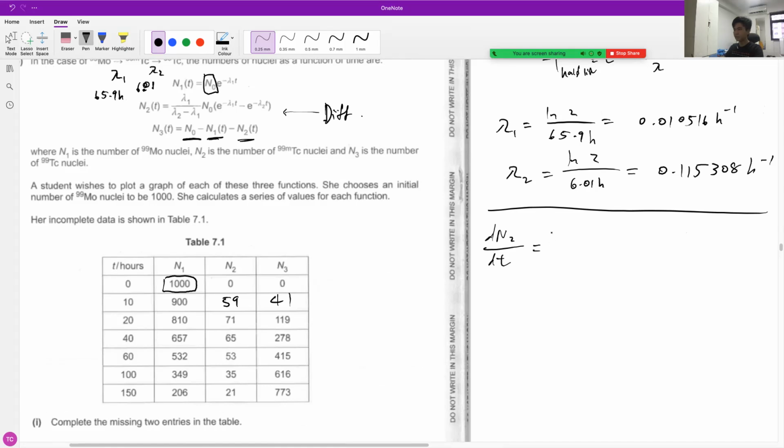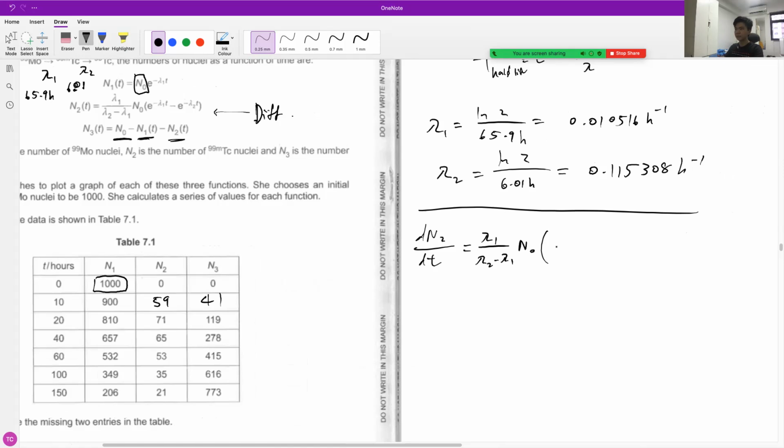lambda 1 times a constant, and n naught is just a constant. Then inside here you have 2 terms, right? You have minus lambda 1 e to the power minus lambda 1 t, then you have plus lambda 2 e to the power minus lambda 2 t. So now we need to equate this to 0, because we want to find the maximum.